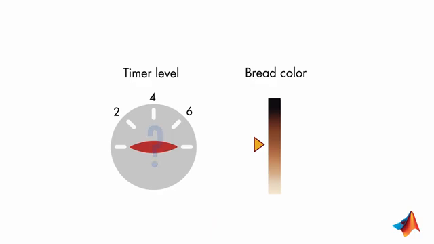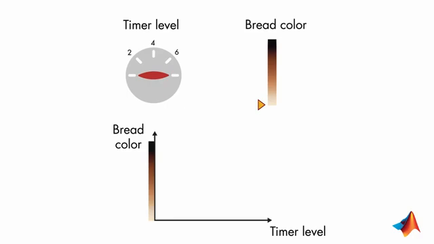Now, suppose that you're using the toaster for the first time. You don't know what setting the timer should be at to get your desired bread color. In this case, you can do a couple of experiments. You can input different timer settings and wait until your output settles to a value. Then mark your findings on this plot.